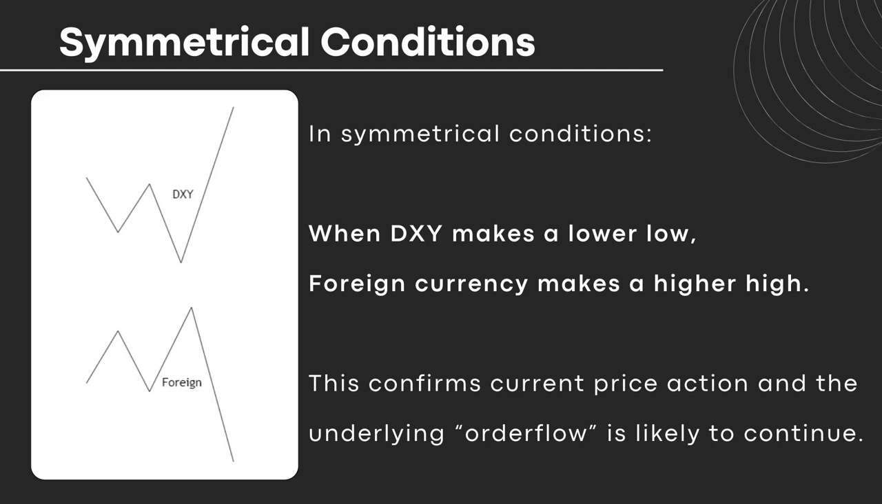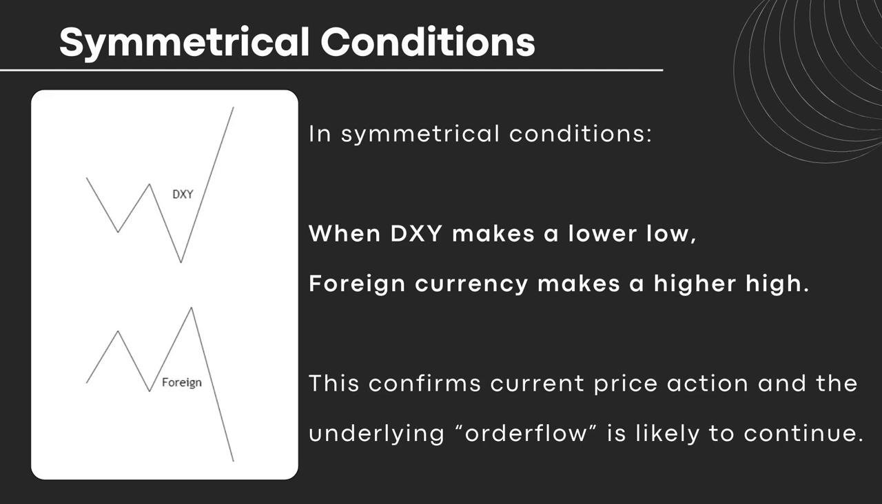At the same time, we know that DXY is going to be in a bearish structure, right? And it will consistently be making lower lows and lower highs, moving in perfect inverted symmetry with Euro dollar. And as long as this continues, both the assets are going to be in a symmetrical condition. This means that the underlying order flow or the underlying structure for both DXY and EU would continue, and there are no signs of reversals at the moment, right?